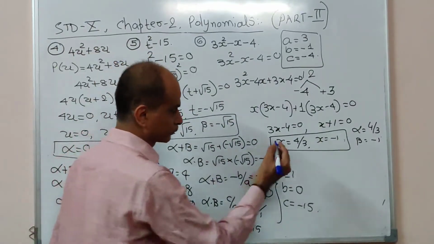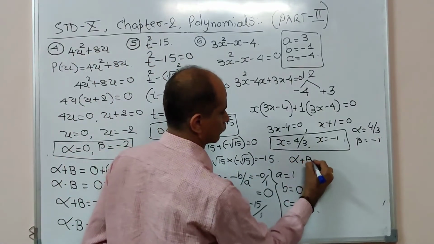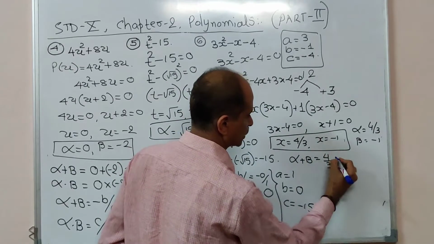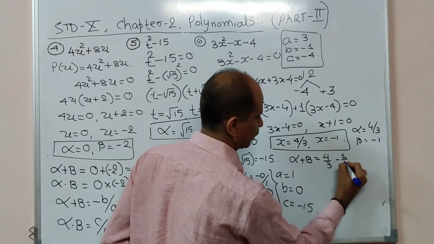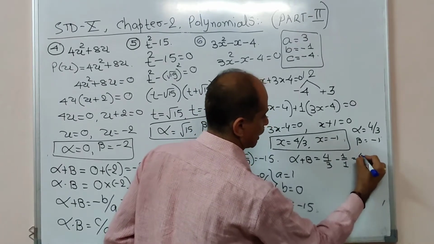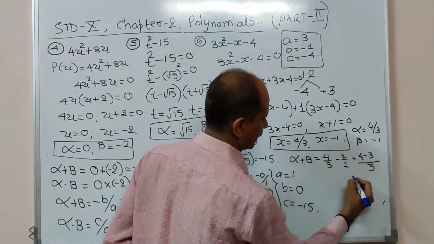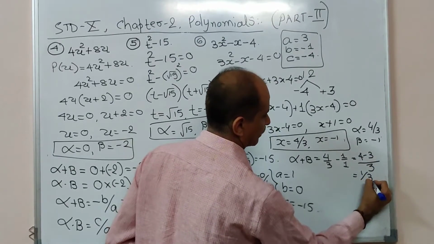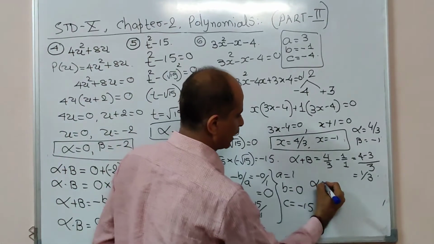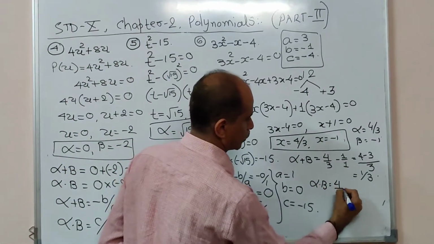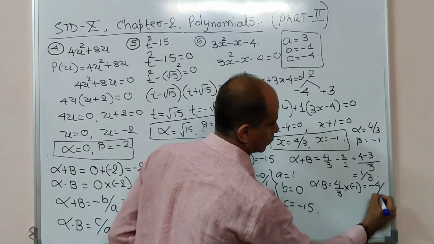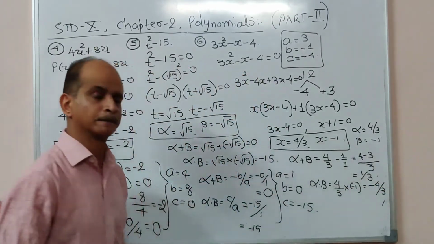Now alpha plus beta. Alpha plus beta means 4 by 3 plus minus 1, which means minus 1 upon 1. You can take 3 as the LCM. So you write 4 minus 3. So it becomes 1 by 3. This is alpha plus beta. Now alpha into beta is equal to 4 by 3 into minus 1, which is equal to minus 4 by 3.